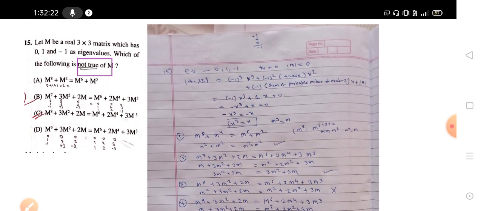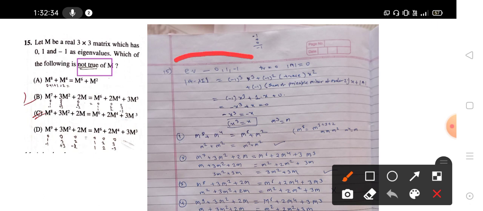Let M be a real 3 cross 3 matrix which has 0, 1 and minus 1 as eigenvalues. Which of the following is not true of M? Here it asks for the option which is not true. This is very important.